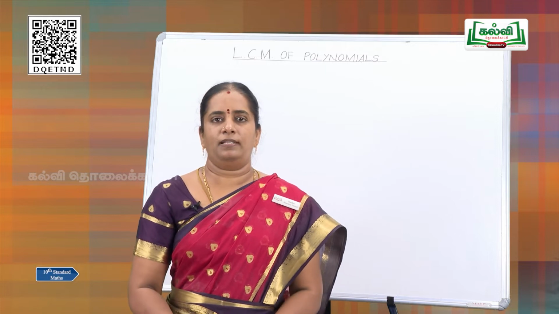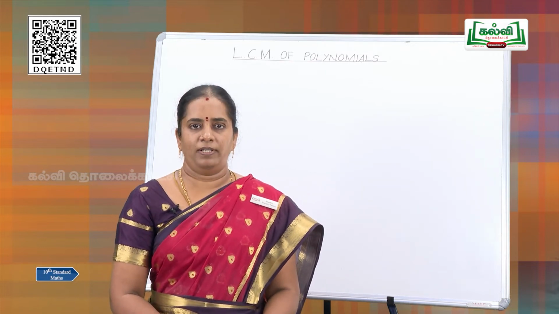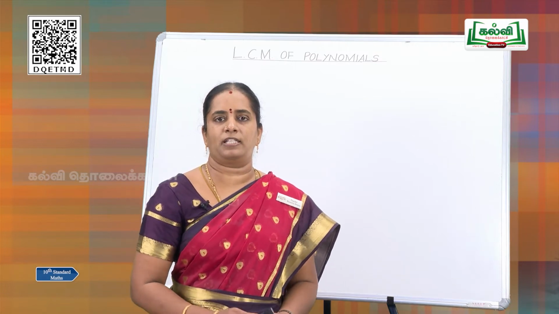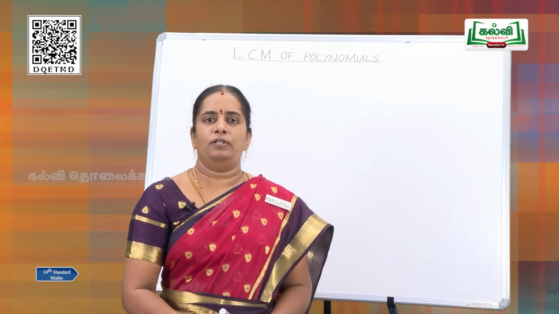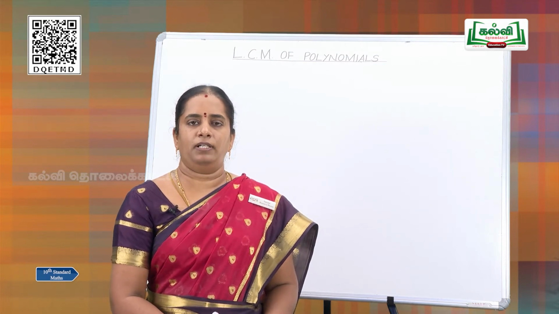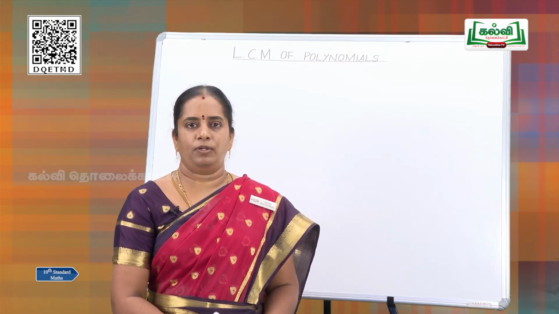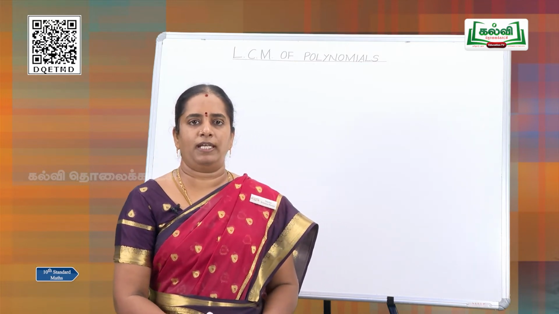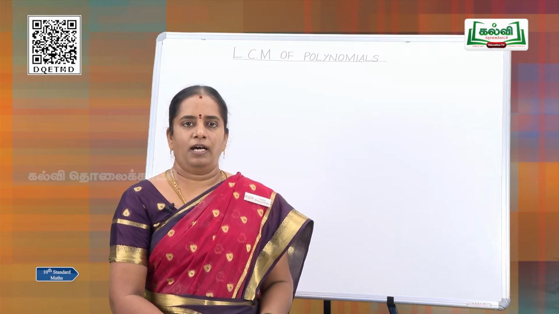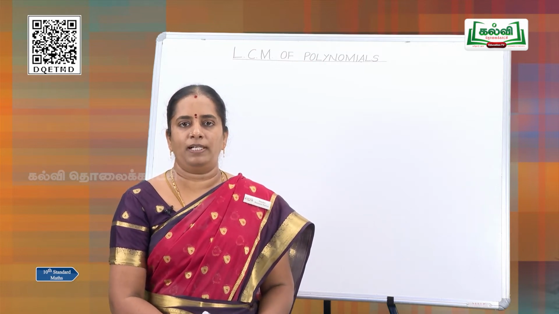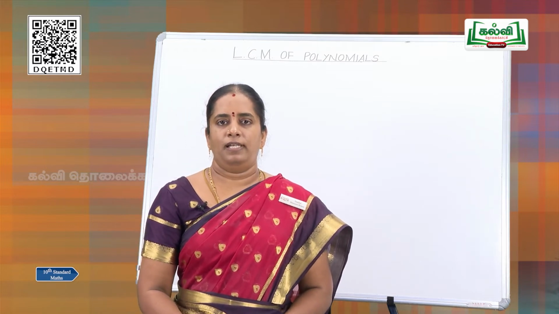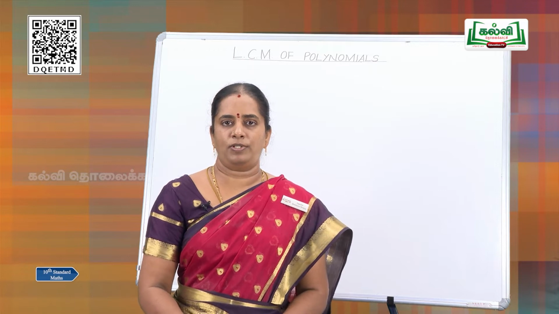For that we have a procedure: we have to take the highest power of the factors of the given expressions. First we factorize the expressions, and then we take the highest degree for finding LCM. Okay? So in GCD we took the least degree, but in LCM we take the highest degree, and after finding all the factors, we multiply them and get the product of the highest degrees. Let us move to the procedure.